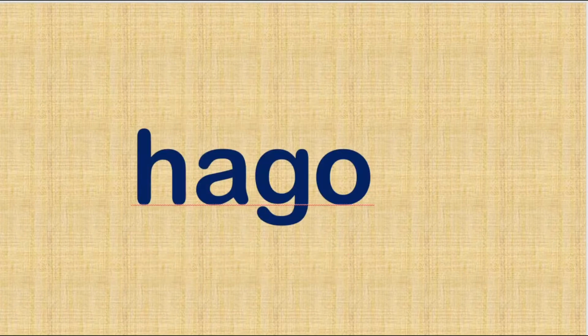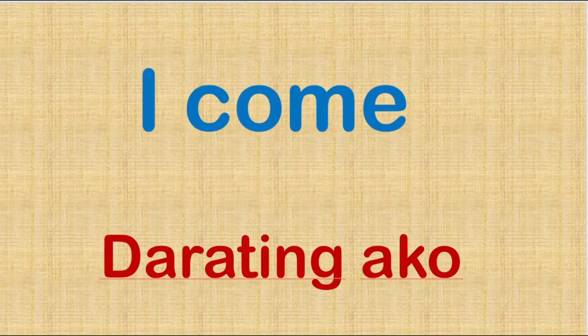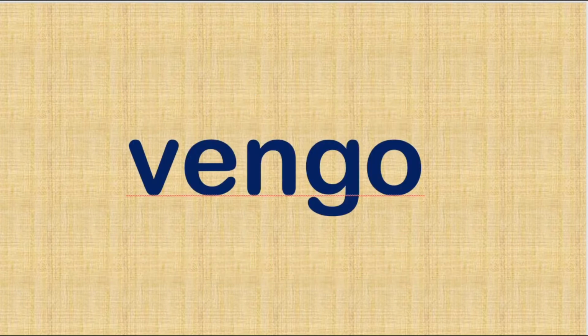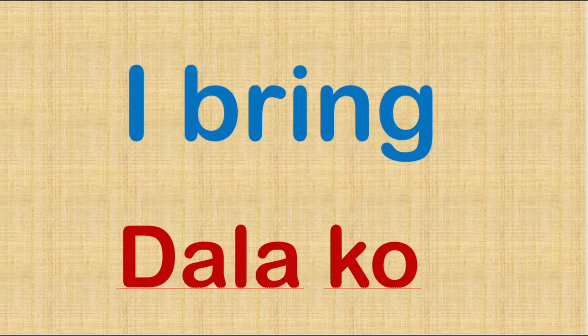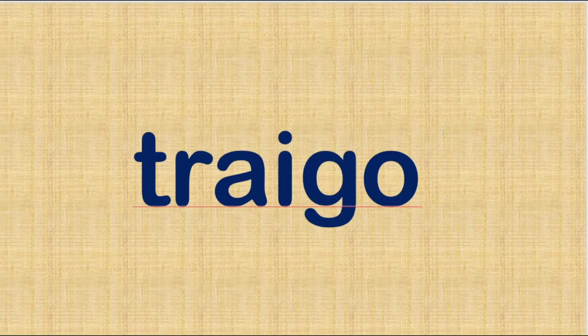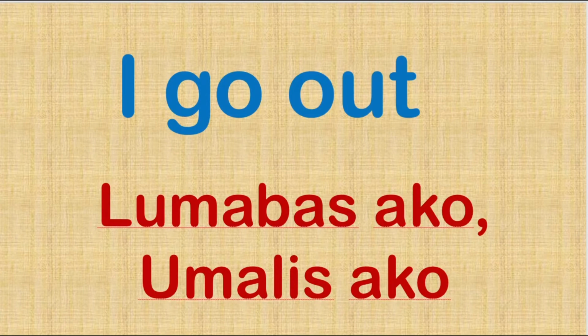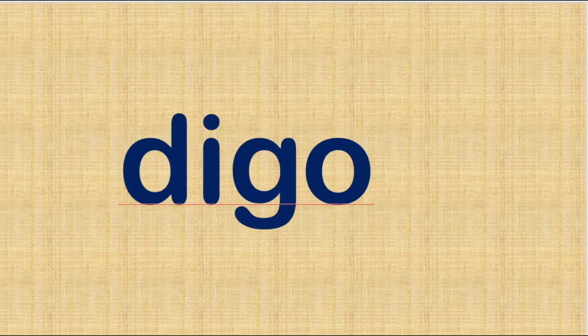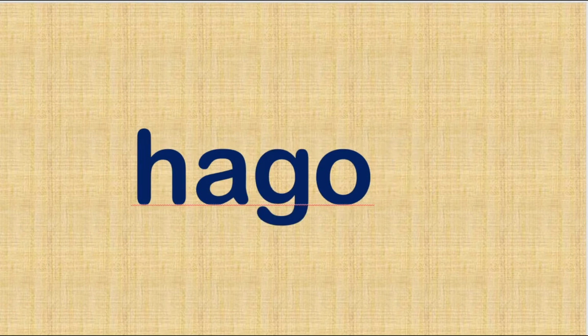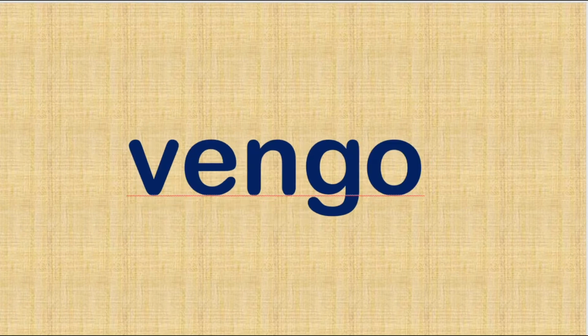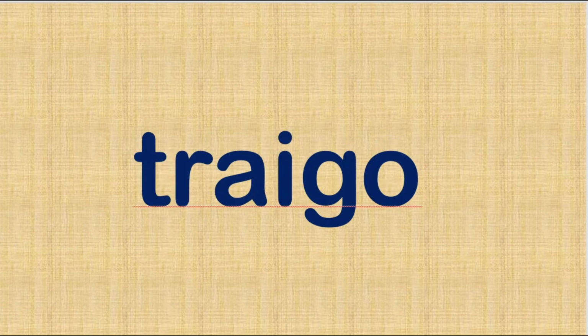What about I come, or darating ako? Vengo. What about I bring? Dala ko. Traigo. And I go out, lumabas ako or umalis ako. Salgo. So again, that's digo, I say. Pongo, I put. Hago, I do. Vengo, I come. Traigo, I bring. And salgo, I go out.